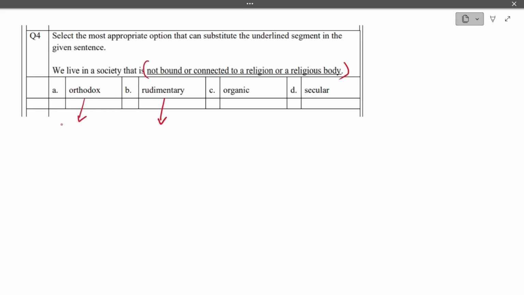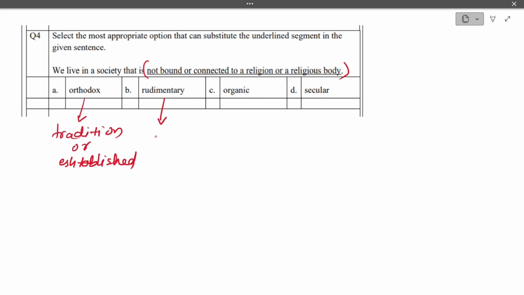So see, orthodox means what? It implies adherence to traditional or established beliefs. Whatever the beliefs are there, we have to follow that. But see, here it is not about that, right? It is something else, not bound or connected to a religion or religious body. So that is something else.